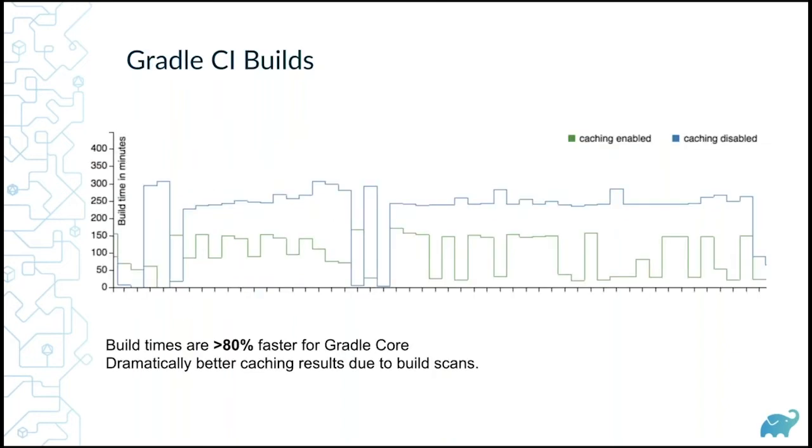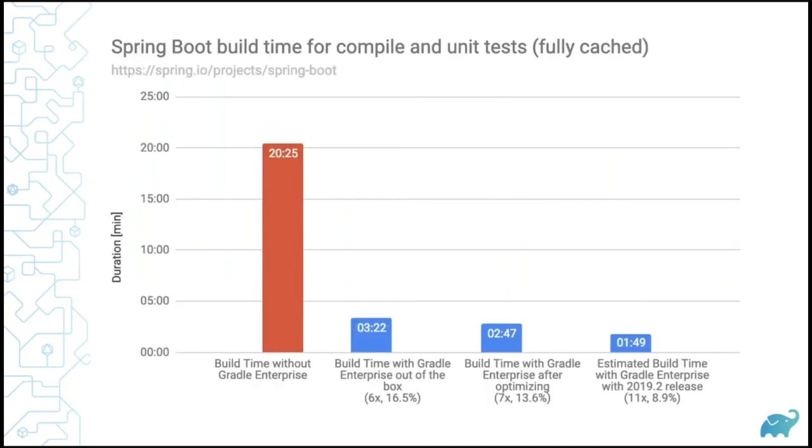To show you some examples, right? When we started introducing the cache for our CI builds, the average CI build time improved by 80%, right? So they're 80% faster on average for the Gradle project itself. When you plug in a build cache, you should see some results out of the box, but then of course there are a lot of things you can do to optimize the cache effectiveness. We'll talk about that later. Many of you know the Spring Boot project. It's built with Maven, and running compile and unit tests on my machine takes about 20 minutes, right?